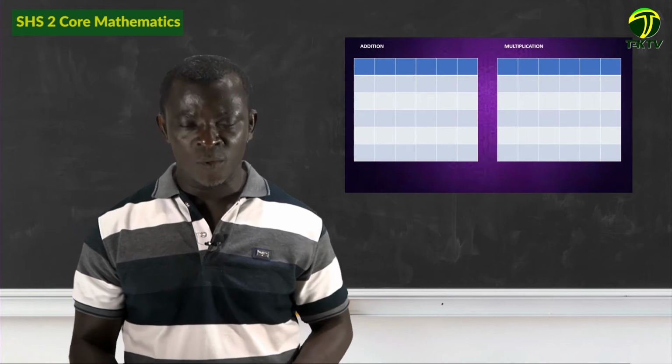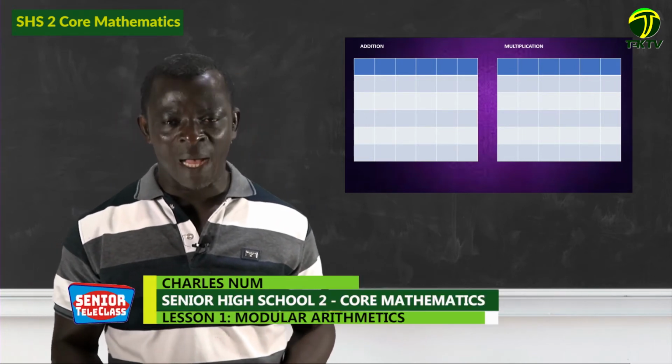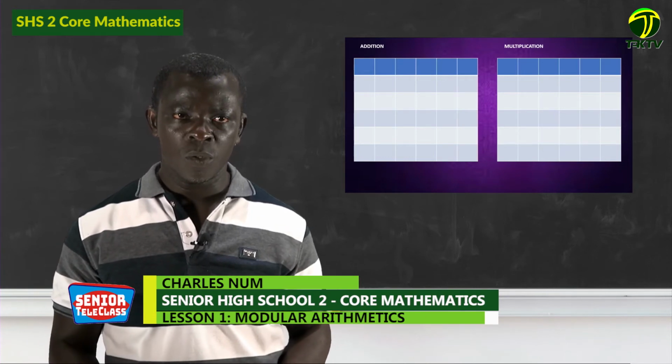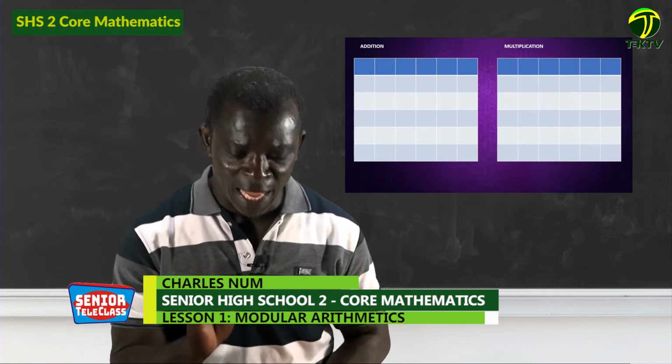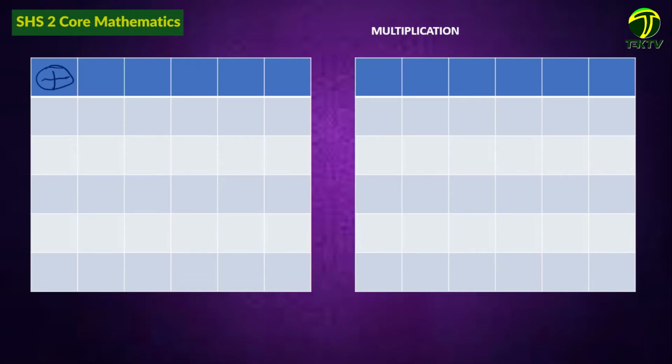Okay, let's look at this one. Mod 5 elements, as we already know, start from 0 up to 4. So the first column will be the addition sign. We normally circle it just to differentiate between the normal addition and this one.